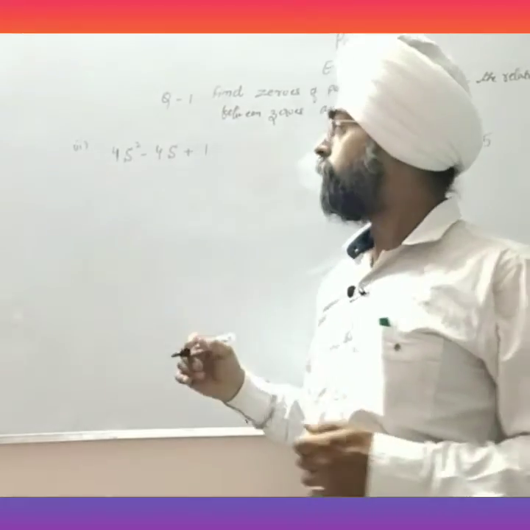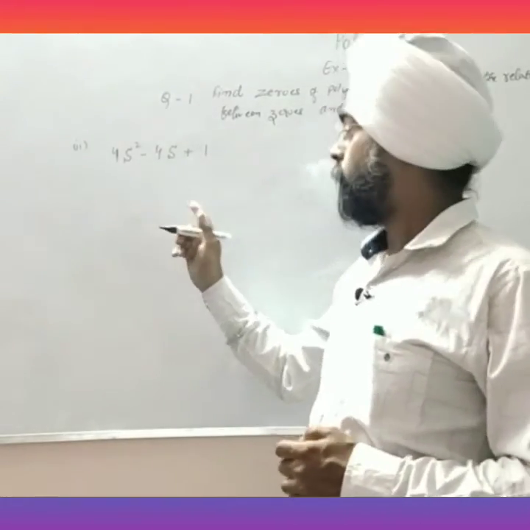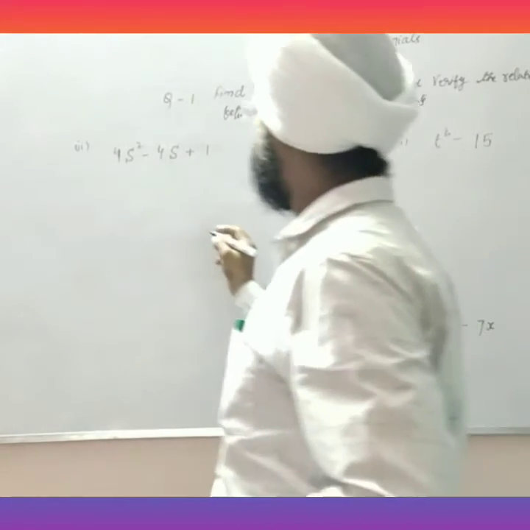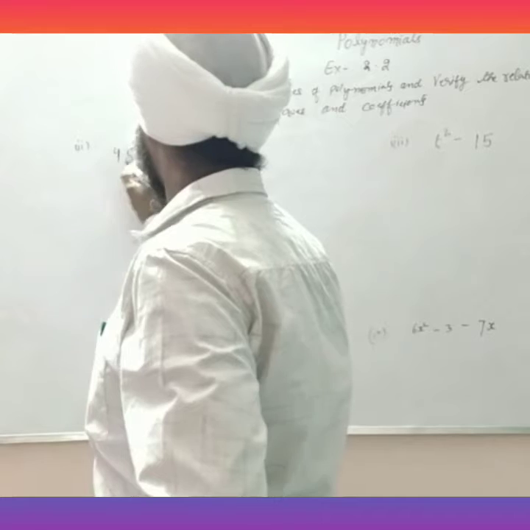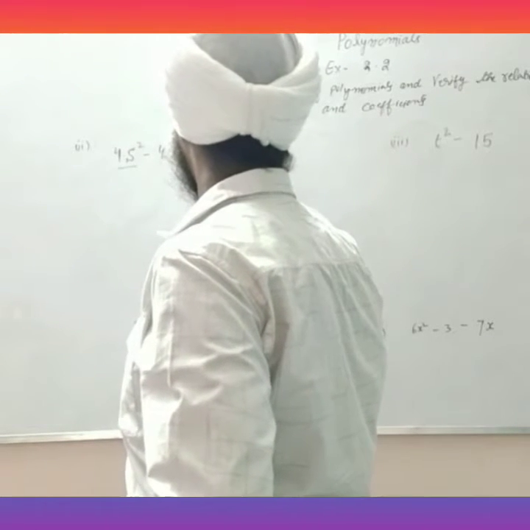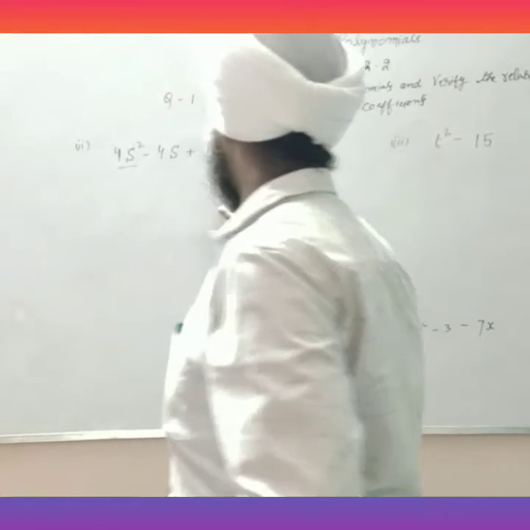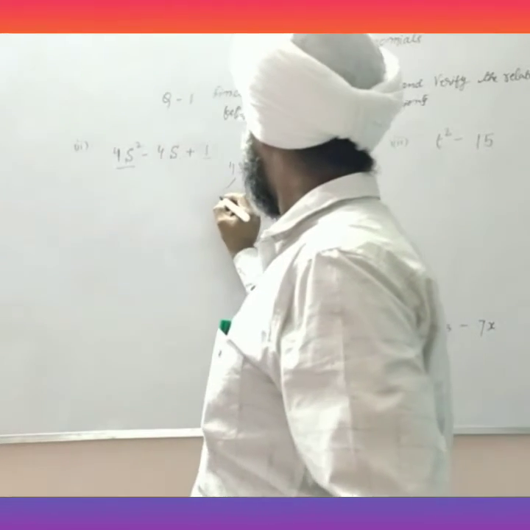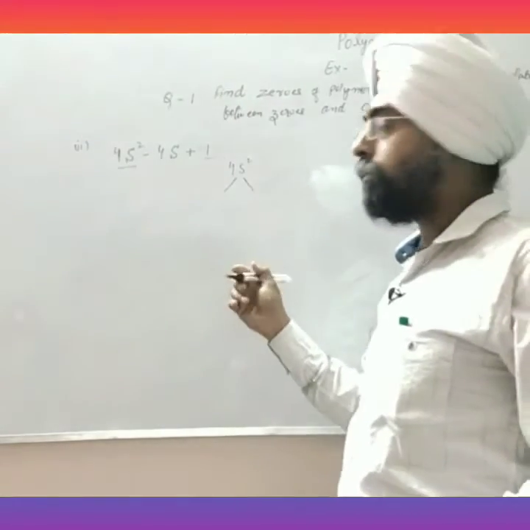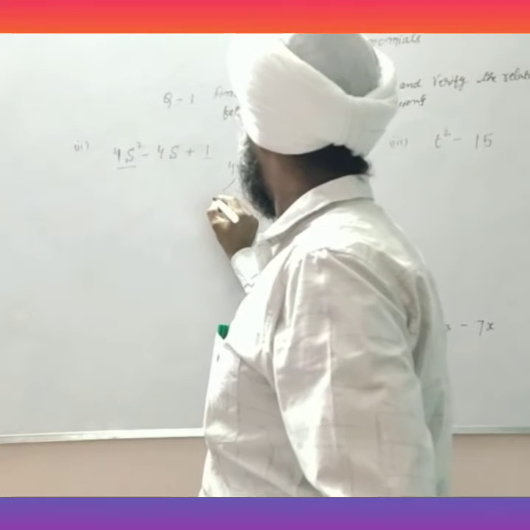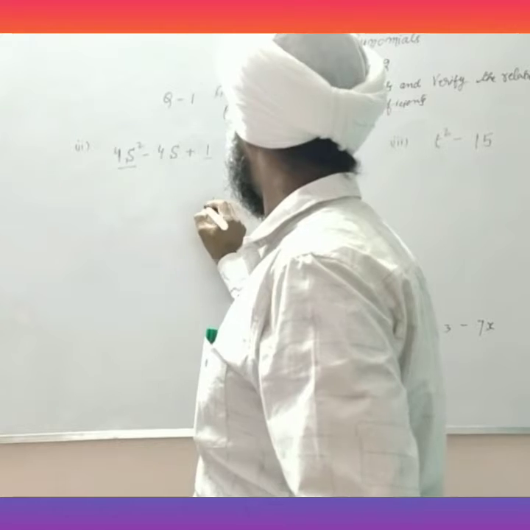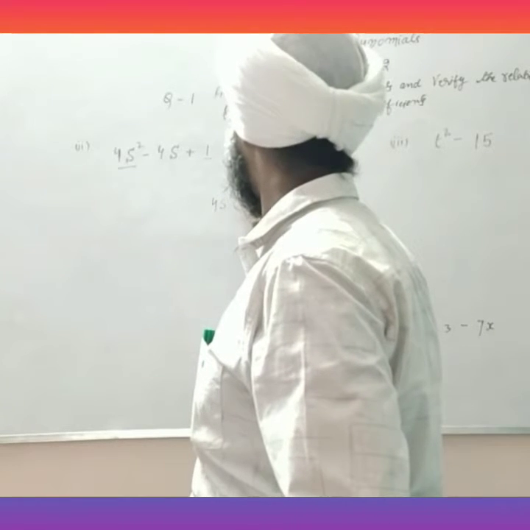Now the second question is 4s square minus 4s plus 1. Similar method will be applied to this question. 1 and 4s square get multiplied to form 4s square. Then we have to split the term minus 4s as an addition or subtraction. As a result, I can take 4s and minus 1s.